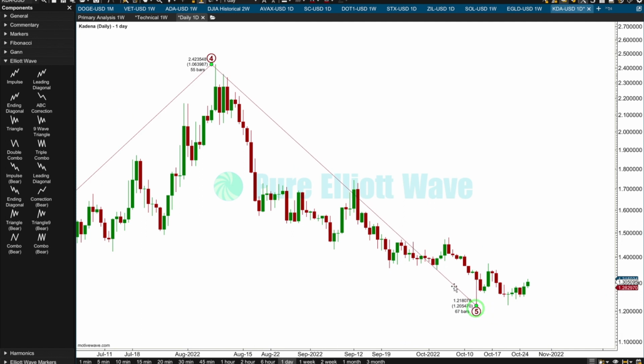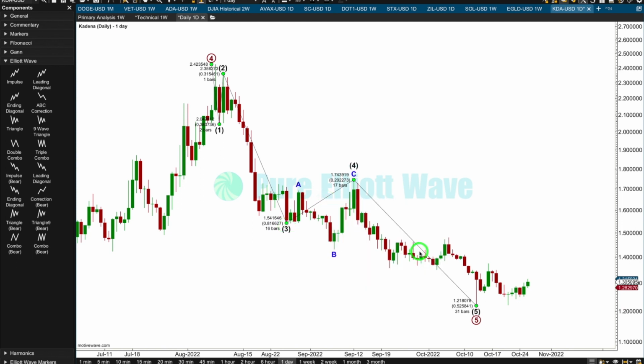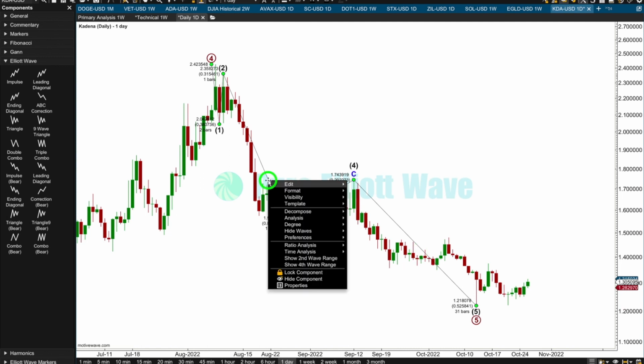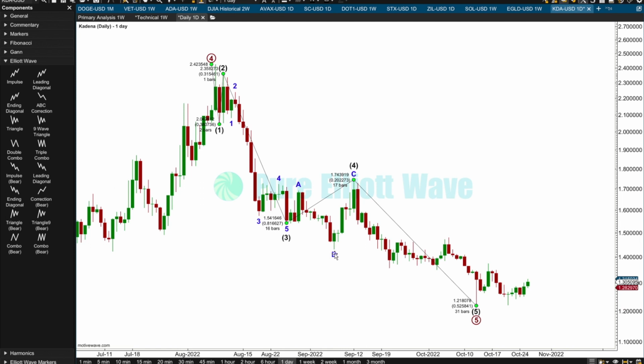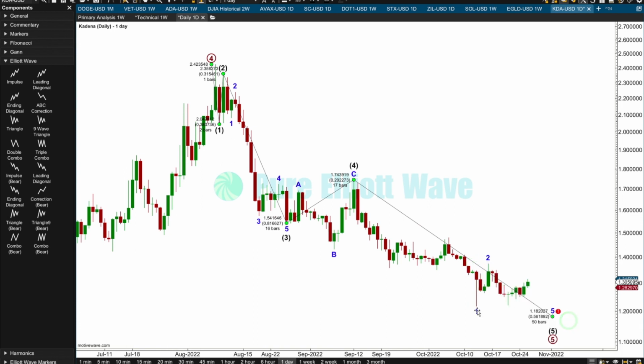Here's the low. No, I think I want to see 3 over here, and then 4 an expanded flat. Has a pretty good fit. And now 3 is an impulse. And now we can see this downward move here is a B wave. That doesn't look like a very good fifth wave though. I think it'll be better if it's incomplete.